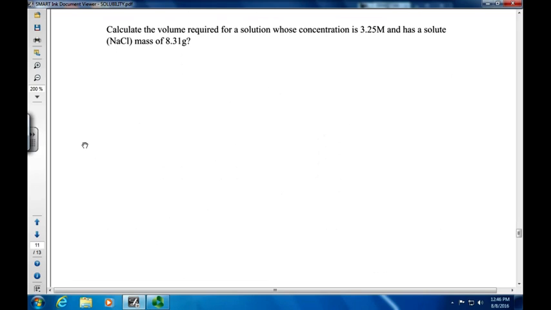Our next problem asks us to calculate the volume required for a solution whose concentration is 3.25 molarity and has a solute, which in this case is sodium chloride, mass of 8.31 grams. In order to do this, we're going to want to first start by calculating the molecular mass of sodium chloride.